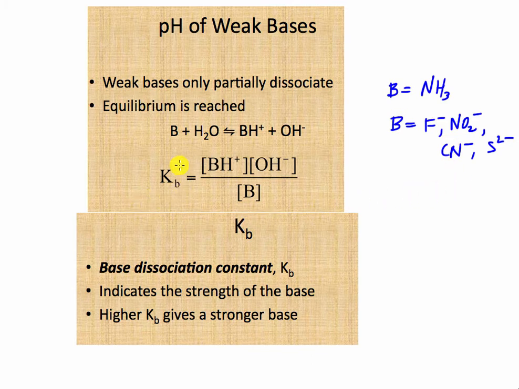All right, so then we would write the expression Kb, and that would be my base dissociation constant. Remember, what does the base do? It takes the hydrogen ion. So whatever my original base is, I add a hydrogen ion. It's left behind with a hydroxide.